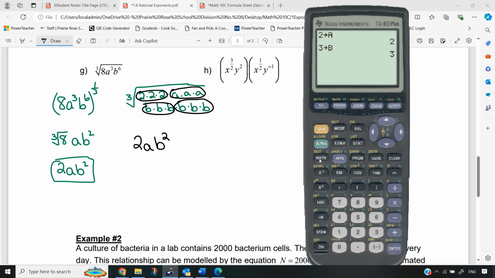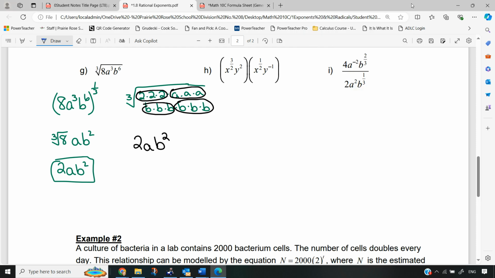Now checking my work, I'm going to do math for 8 times a cubed times b to the 6th, which gives me 36. And if I go 2 times a times b squared, I also get 36. So again, you can use substitution to check your work.